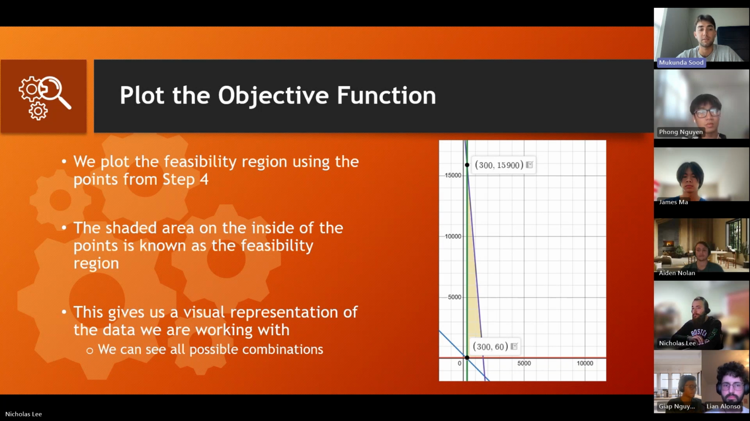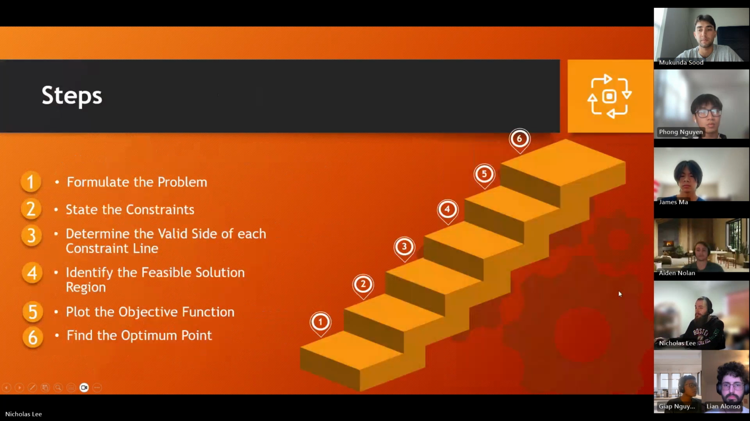I'll now pass it to Aiden to explain more about finding the optimum point. Hi, my name is Aiden, and I'm going to talk about finding the optimal point.